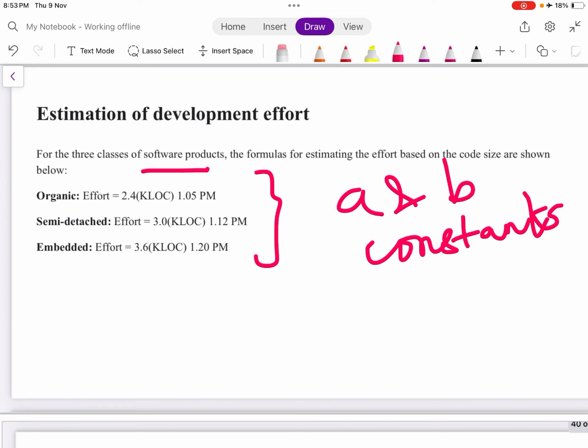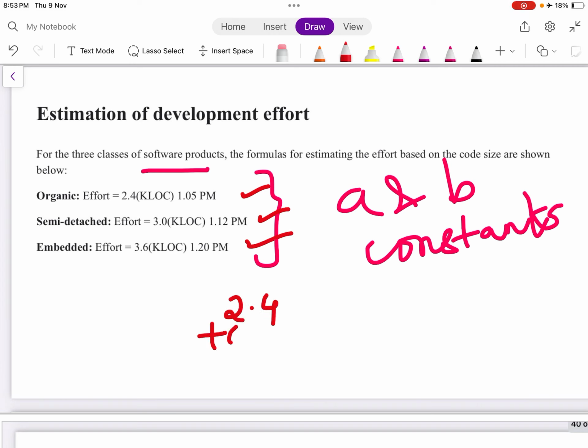So organic: effort is equal to 2.4 KLOC to the power 1.05 PM. You have to remember these formulas. Semi-detached: effort is 3 into KLOC to the power 1.12 PM. Embedded: effort is equal to 3.6 KLOC to the power 1.20. All these formulas have to be learned.